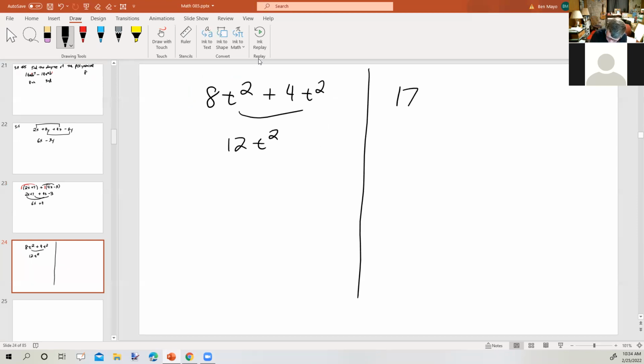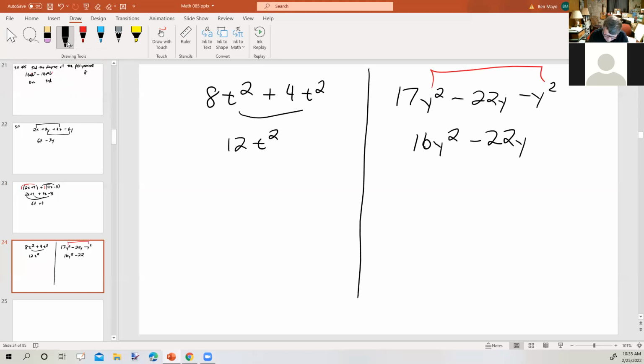If we have 17y squared minus 22y minus y squared, even though all 3 terms contain the same variable, they're not the same power of the variable. So these two are like terms, but they're not alike with the minus 22y. 17y squared minus 1y squared is 16y squared, and then minus 22y. Again, don't forget there's an implied 1. So minus y squared is like minus 1y squared.